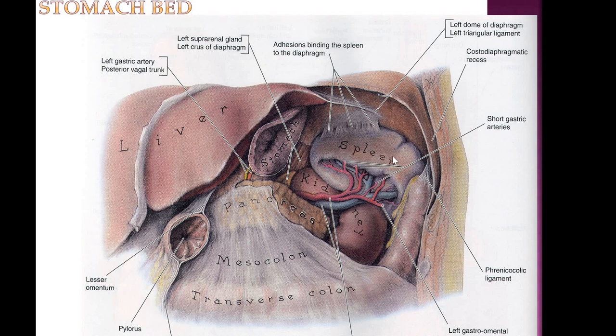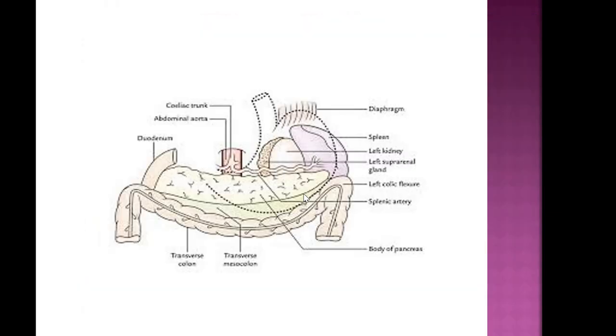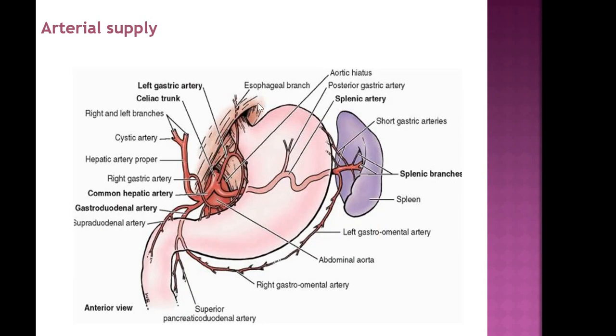Sometimes the spleen is also in the posterior relations of the stomach, but it is separated from the stomach by the cavity of the greater sac. So this is the diagrammatic or line diagram to draw the stomach bed. Then we will study the blood supply of the stomach.